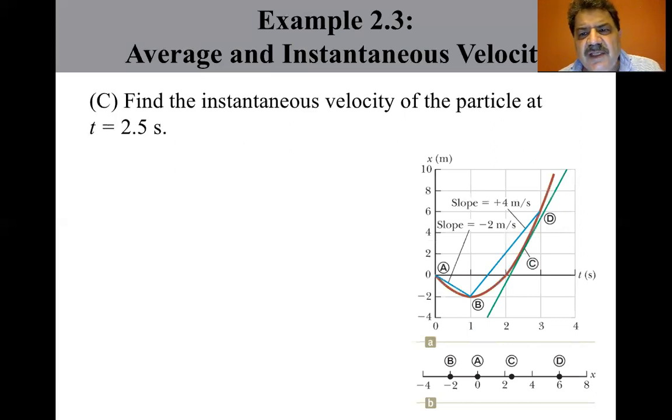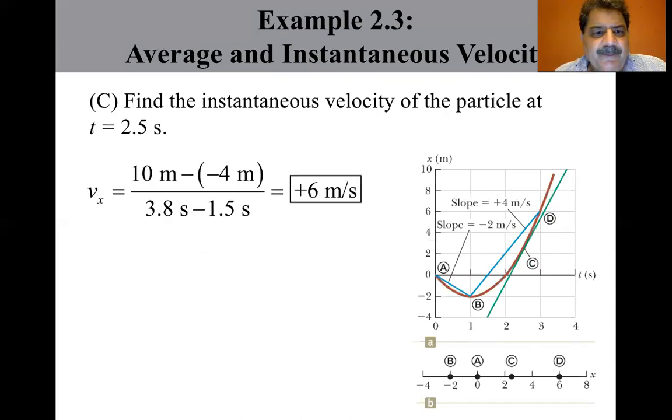Now find the instantaneous velocity of the particle at t equals 2.5 seconds. Calculate the slope of the green line at t equals 2.5 seconds, point C, by reading position and time values for the ends of the green line from the graph. The green line goes all the way to 10 and down to -4, and he's estimating the time values as 3.8 seconds minus 1.5 seconds. And so your instantaneous velocity at that point is 6 meters per second. Notice that this instantaneous velocity is on the same order of magnitude as our previous result. That is, a few meters per second. Is that what you would have expected?